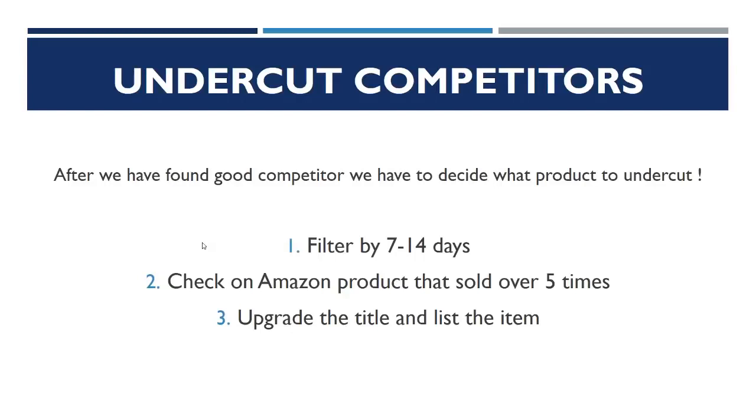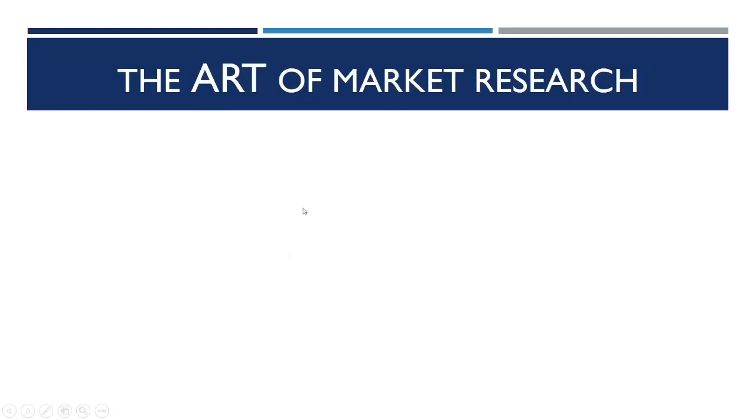So remember the undercutting rules. It's very important. Don't undercut competitors. Don't list items that sold 5 times, but you cannot be cheaper. Okay? You want traffic in the beginning. Okay? Let's keep going. And now the fun part starts.